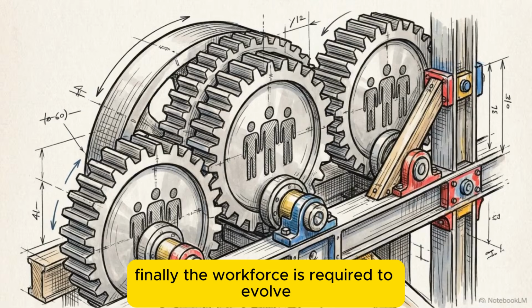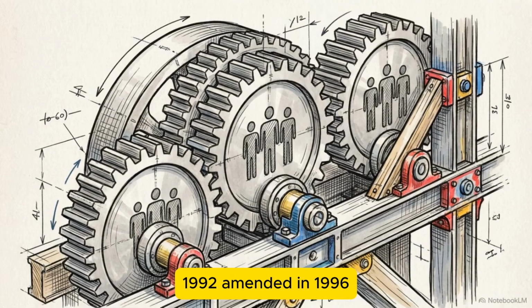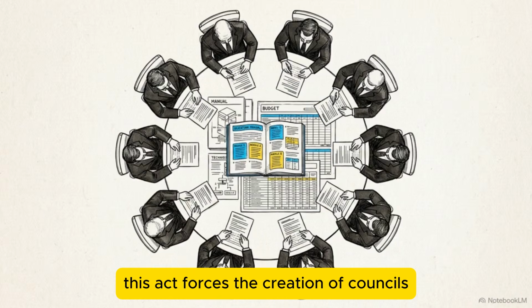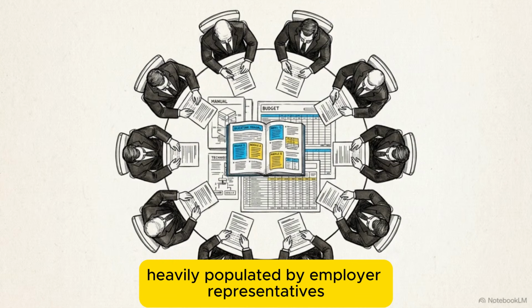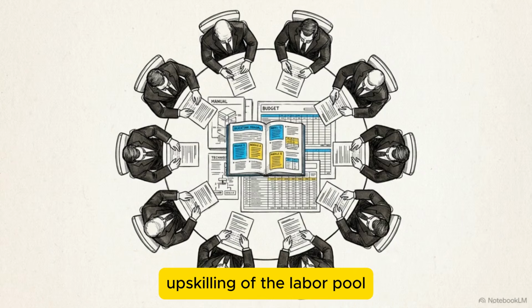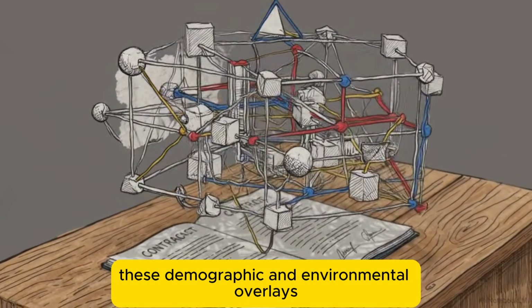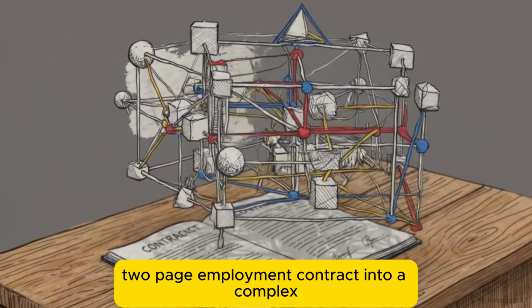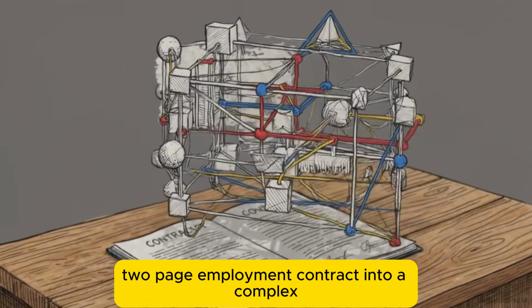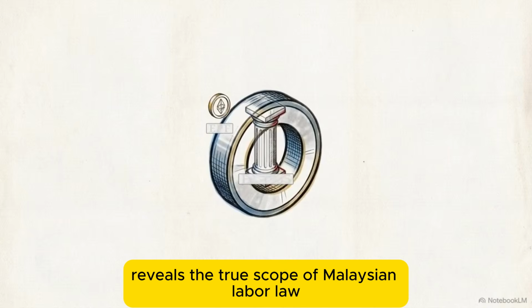Finally, the workforce is required to evolve. This is governed by the Human Resources Development Act 1992, amended in 1996. This act forces the creation of councils, heavily populated by employer representatives, to actively fund and drive the continuous upskilling of the labor pool. These demographic and environmental overlays actively transform a static two-page employment contract into a complex, dynamically regulated liability matrix. Looking at this completed model reveals the true scope of Malaysian labor law.